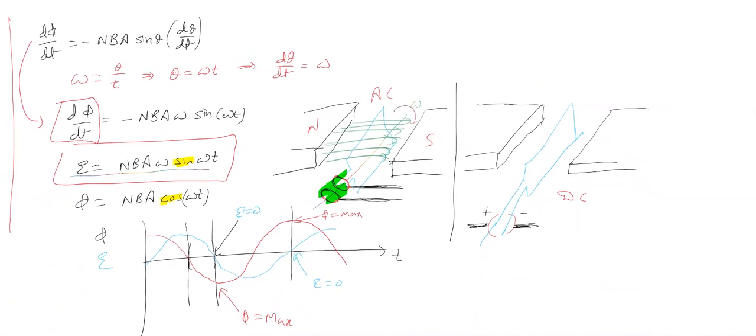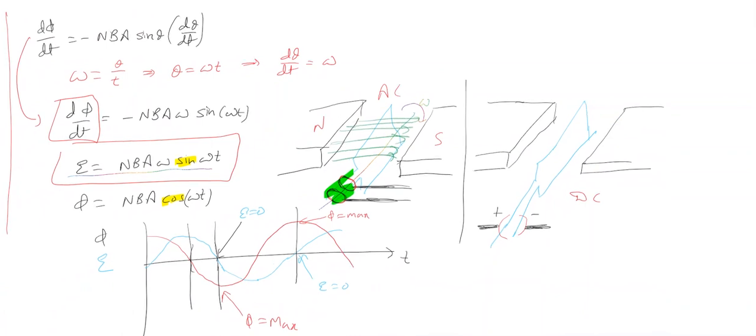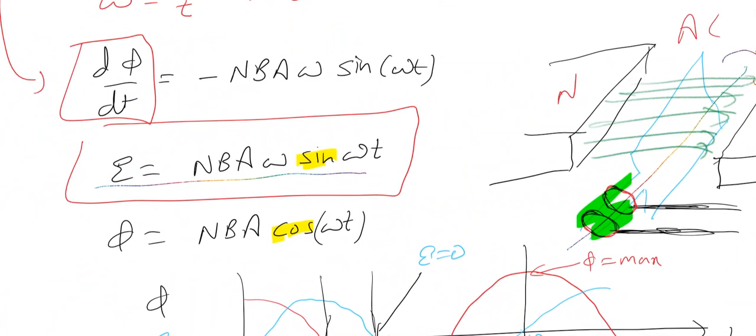That is all we need to know about the AC generator at this point. Mainly these two formulas. That is all for now.